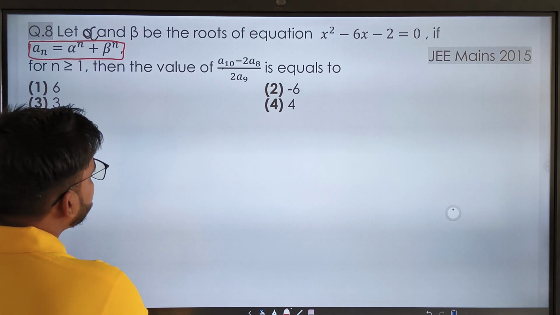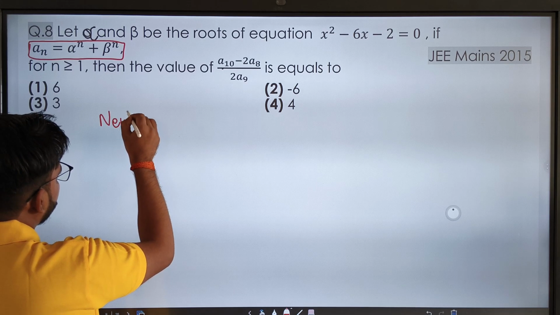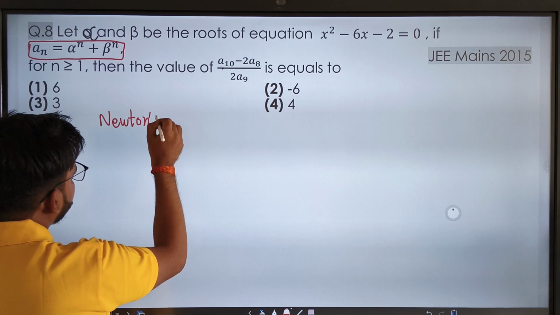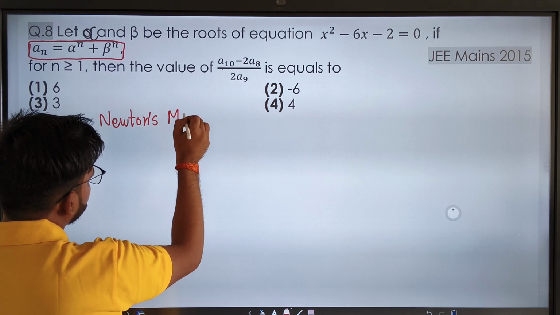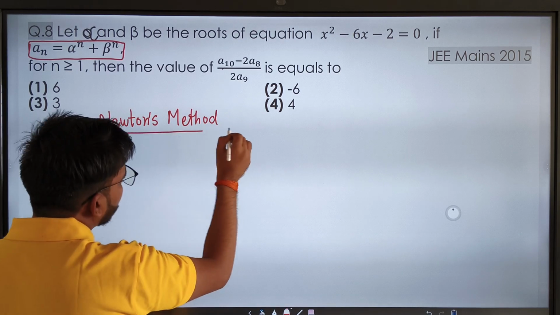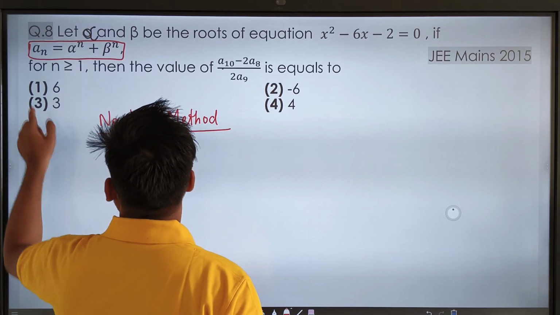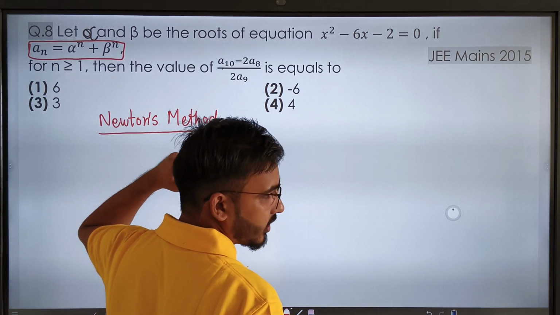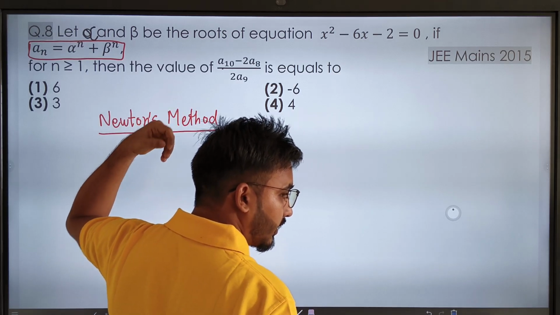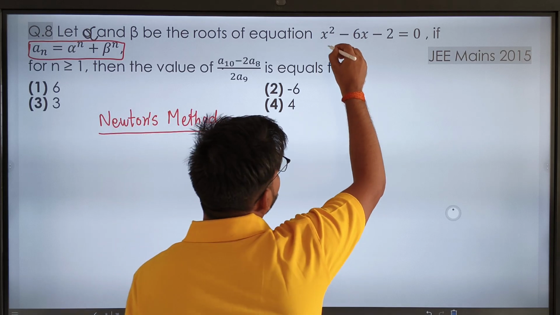Okay. So in this problem, what does Newton's method say? I will tell you. Only I will tell you. Okay. So he says, if an is written as alpha raised to n plus beta raised to n in homogeneous form of the roots, so I can write down this.